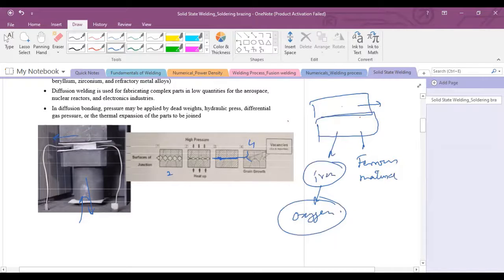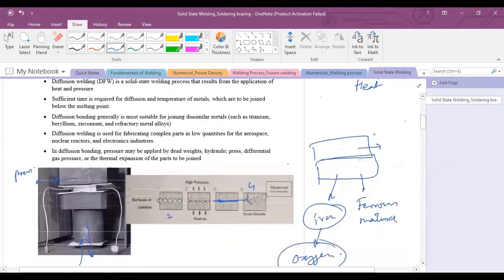Here you can see these two are the ferrous plates, and they are going to be welded with diffusion welding. This is the press upper part and press lower part, and they are operated with the help of the hydraulic actuator or the hydraulic cylinder.